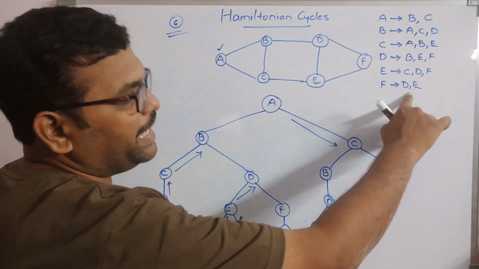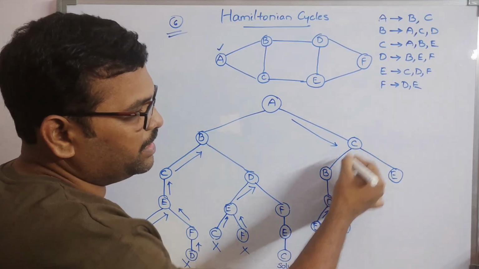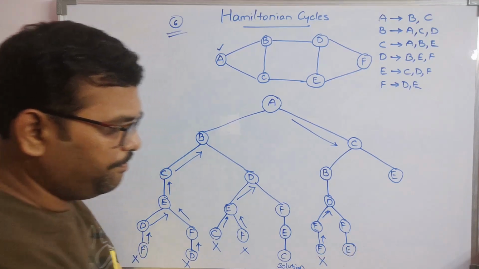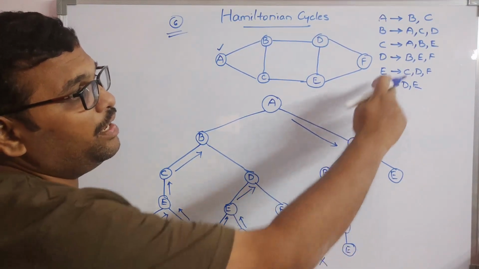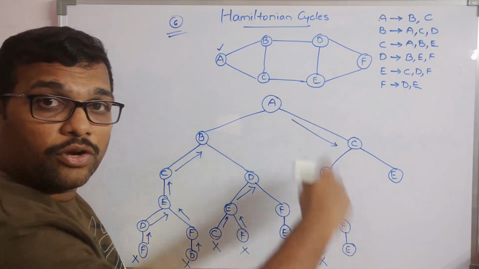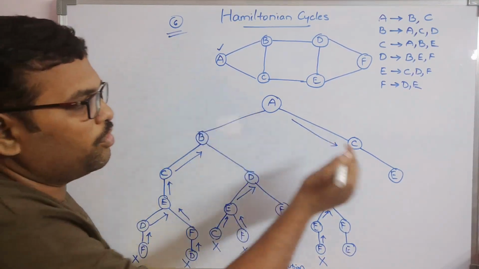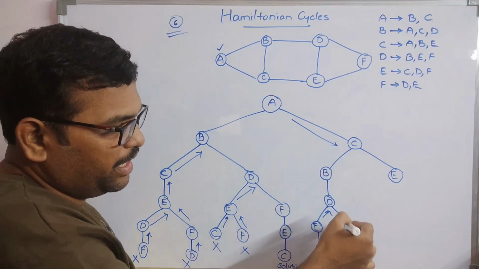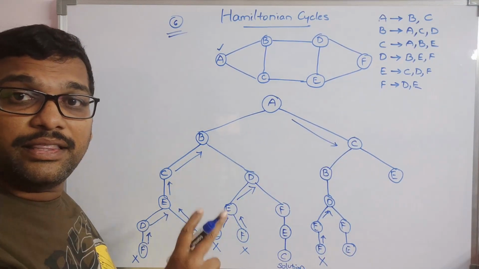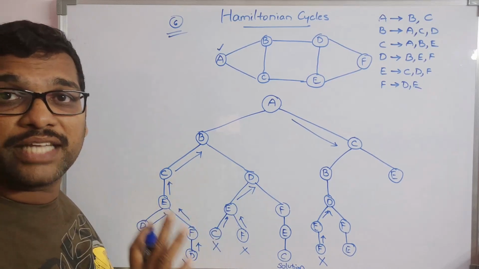Coming to F, D and E. D is visited in this path, but E is not visited. So you can write it here, E. Now check E with C, D, F. C is there, D is there, F is there. So all nodes have been visited. Count the nodes: A, C, B, D, F, E. Total 6 nodes. That implies there is a chance of getting a Hamiltonian cycle.